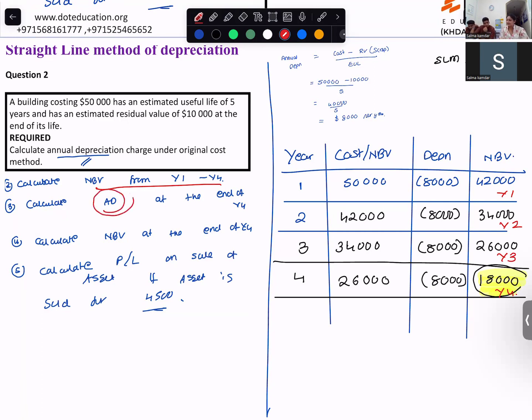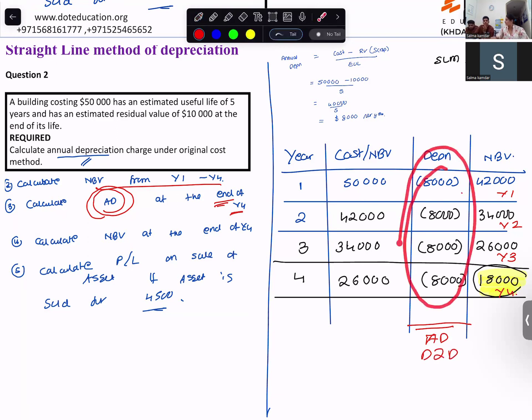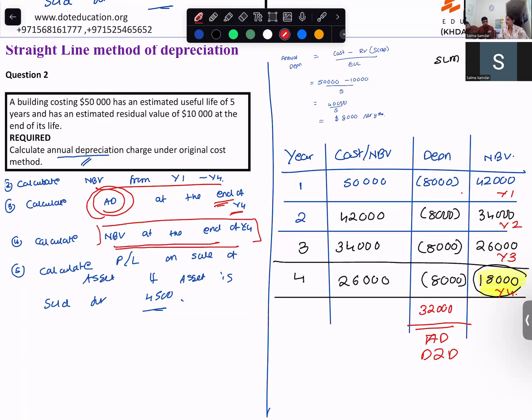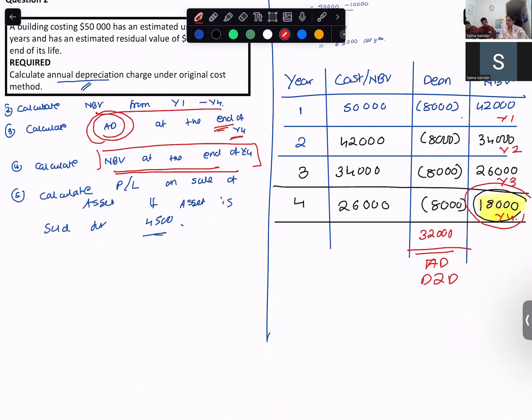Calculate the accumulated depreciation at the end of year 4. So at the end of year 4, what is the accumulated depreciation or depreciation to date? You will add all of this. You will get accumulated depreciation at the end of year 4, which is 32,000. Calculate the net book value at the end of year 4. Net book value at the end of year 4 is 18,000.